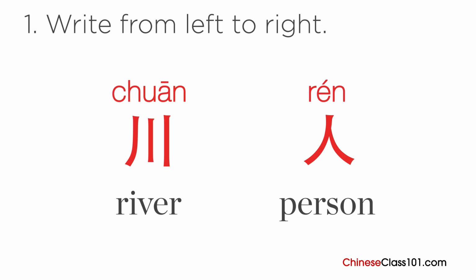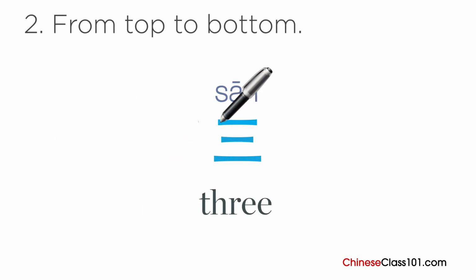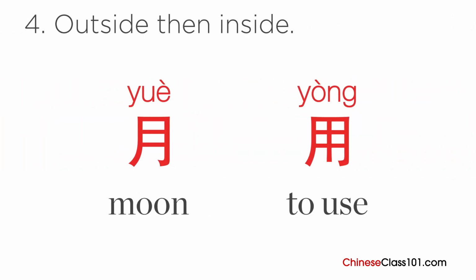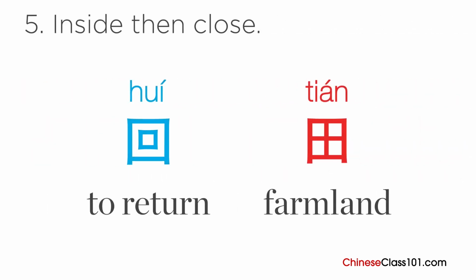Remember, write from left to right. 川 river. 人 person. From top to bottom. 三 three. Horizontal, then vertical. 十 ten. 土 soil. Outside, then inside. 月 moon. 用 to use. Inside, then close. 回 to return.